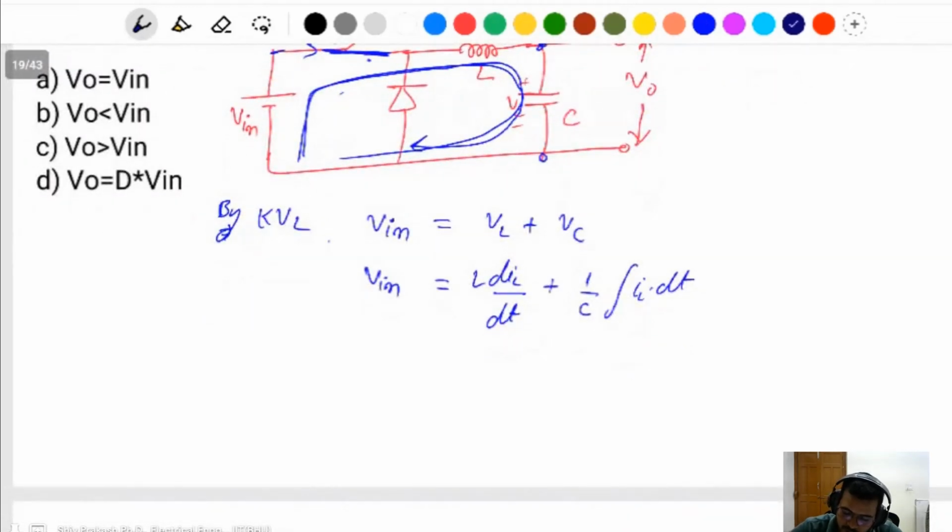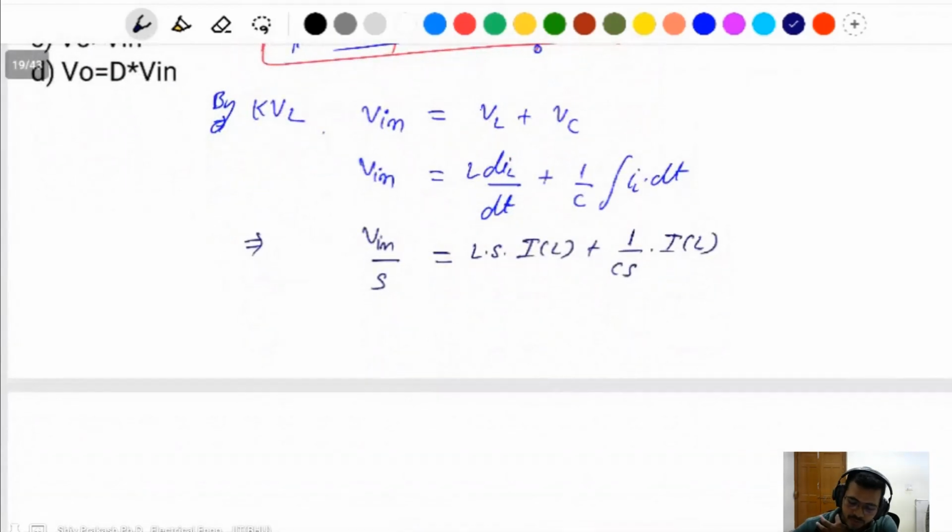If you want to express it in Laplace, then you will find V in of s is equal to Ls times IL of s plus 1 by Cs times IL of s. So this one is in the Laplace domain, and this will be IL.